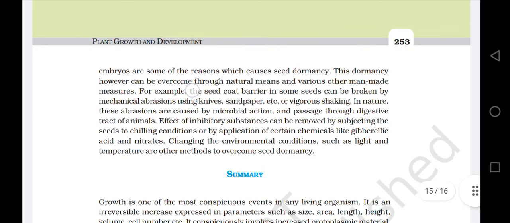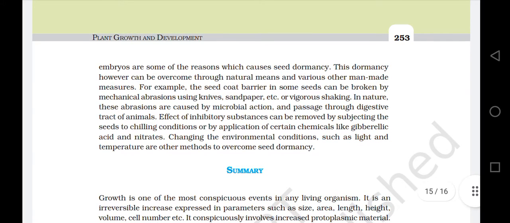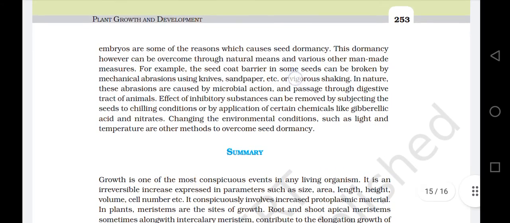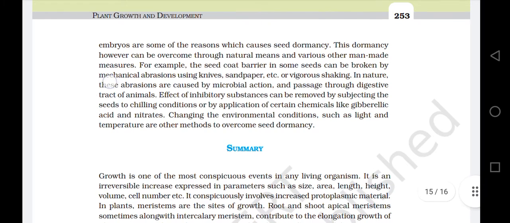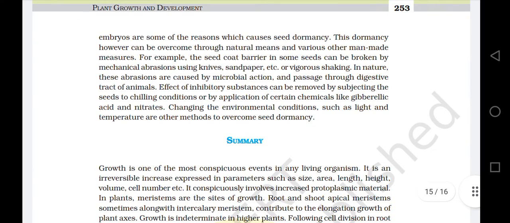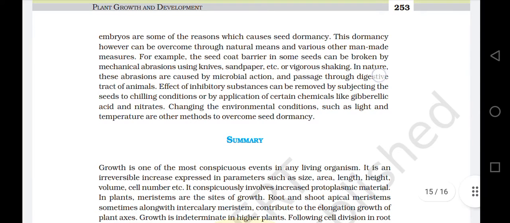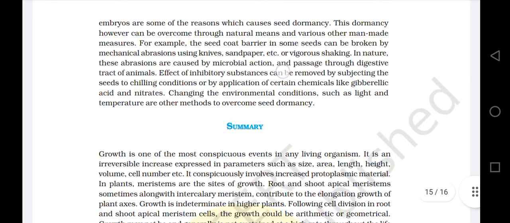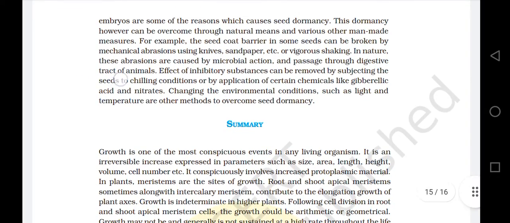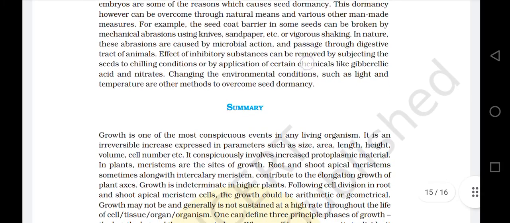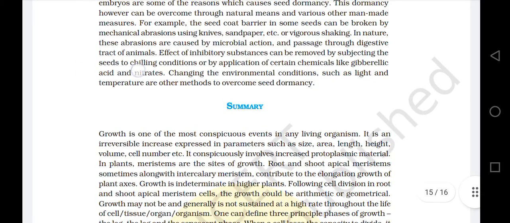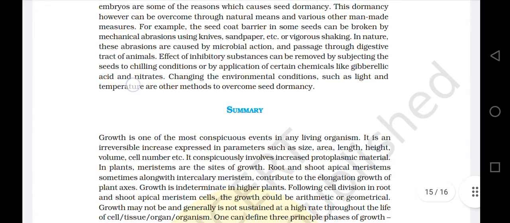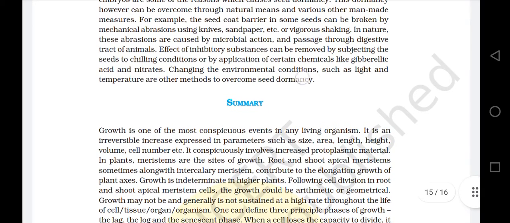For example, the seed coat barrier in some seeds can be broken by mechanical abrasions using knives, sandpaper, etc., or vigorous shaking. In nature, these abrasions are caused by microbial action and passage through the digestive tract of animals. The effect of inhibitory substances can be removed by subjecting the seeds to chilling conditions or by application of certain chemicals like gibberellic acid and nitrates. Changing environmental conditions such as light and temperature are other methods to overcome seed dormancy.